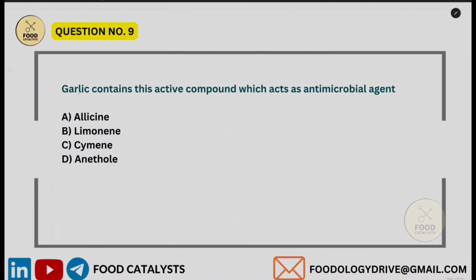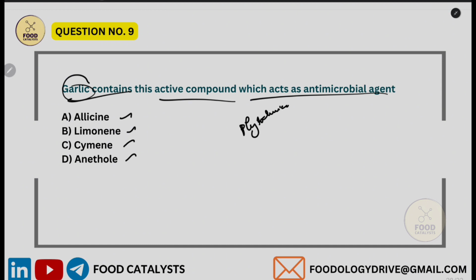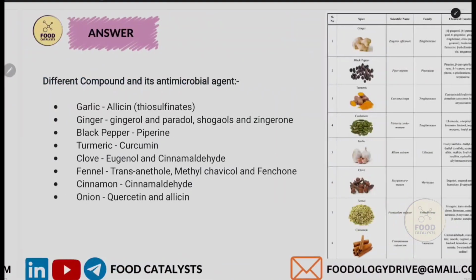Okay. So the next question is, garlic contains an active compound which acts as an antimicrobial agent. So what is that agent? I have given allicin, limonene, cuminaldehyde and anethole. So basically there is a concept called phytochemicals. These are present in many of the ingredients which we eat currently. But not all phytochemicals are antimicrobial agents. So first let's see that.